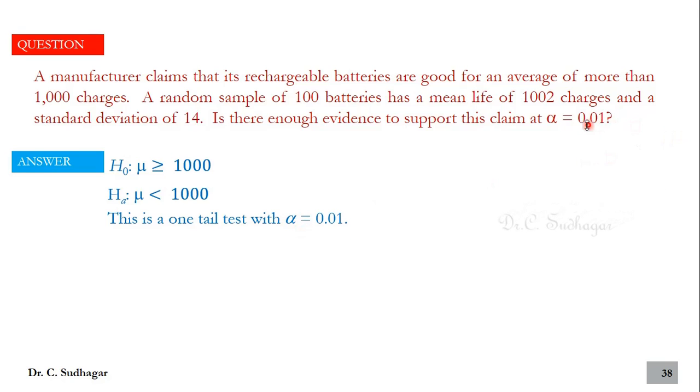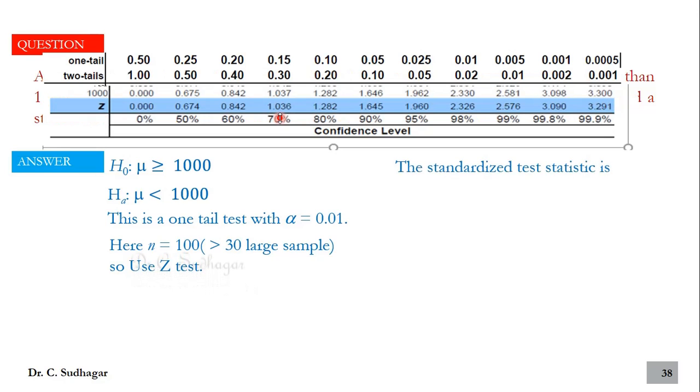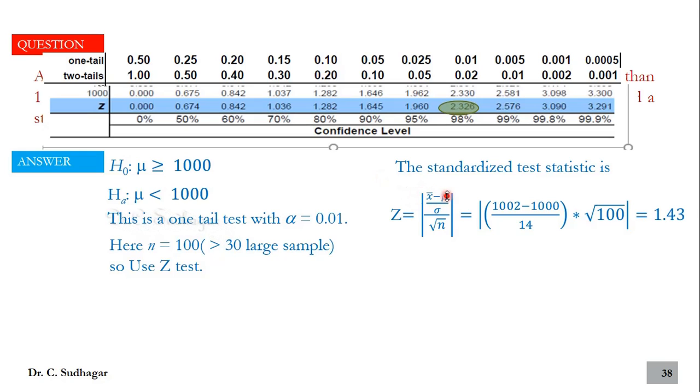It is given the level of significance is alpha equal to 0.01. It is given to us in the question. So take alpha is equal to 0.01. So this is the null hypothesis, alternate hypothesis, level of significance, and one-tail test. Now let us take this data from the question. What are the data? Z equal to x bar minus mu divided by sigma divided by root of n. So this is the formula for Z test.